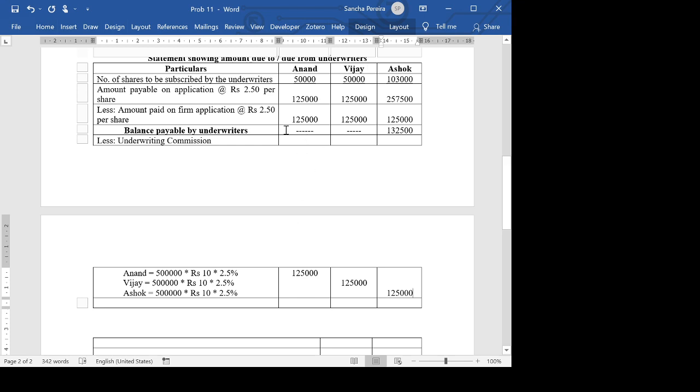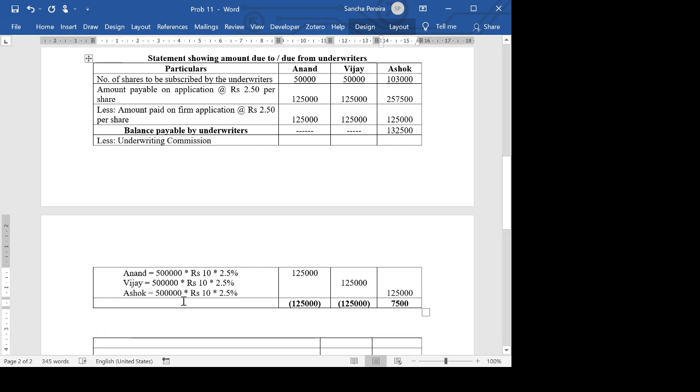Now, in case of Anand, the underwriter does not have to pay the company anything. So it's only the company that has to pay. So it's going to be the company that's paying him. In case of Vijay also, the underwriter does not have to pay anything. It's only the company that has to pay him the commission. So 1,25,000. And in case of Ashok, he has to pay 1,32,500. The company has to pay Ashok 1,25,000. So finally, if you check the difference, Ashok will have to pay the company 7,500.